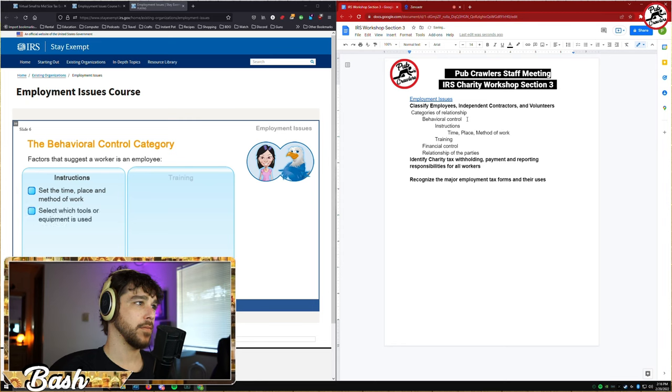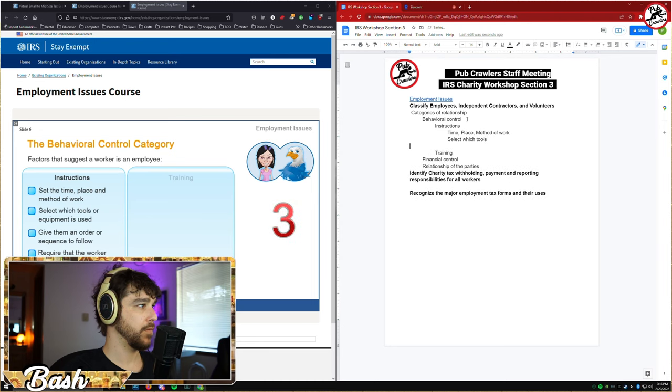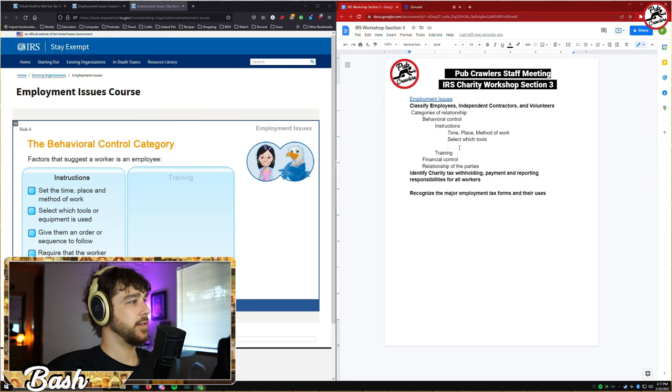Do you tell the worker which tools or equipment to use? Do you give them an order or sequence to follow? Do you require the worker to follow an employee manual? Wait. Now, let's look at... All right, I'm going to pause it on that one because I like these details.